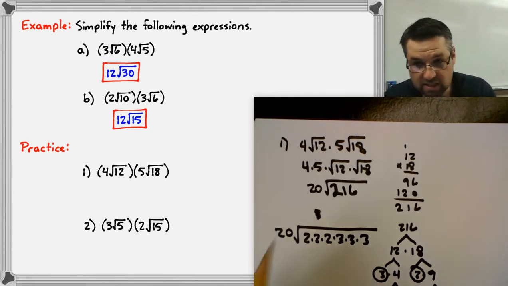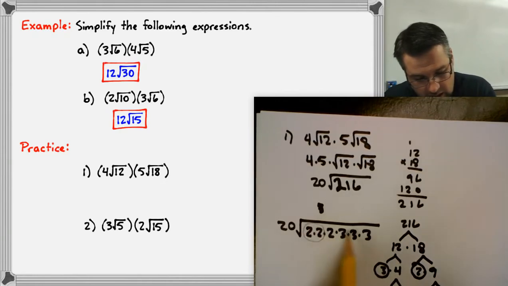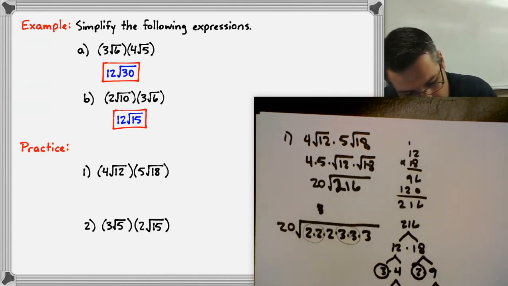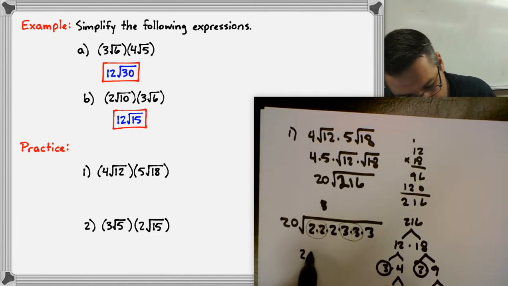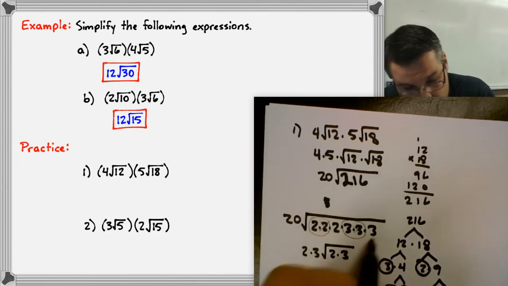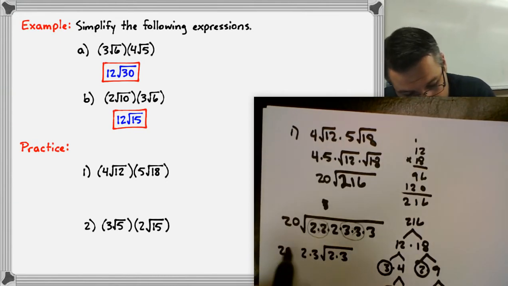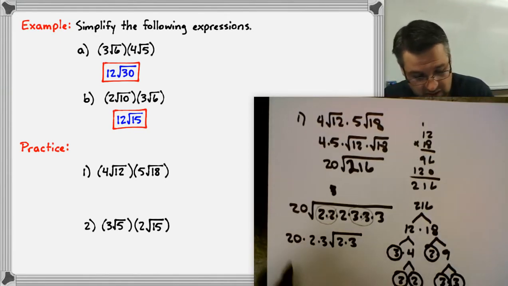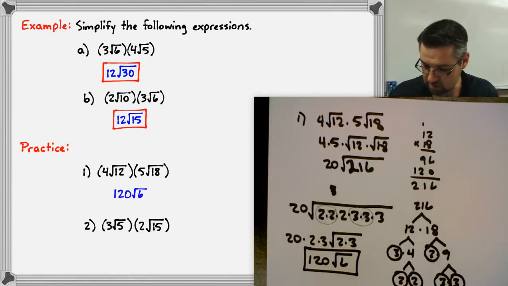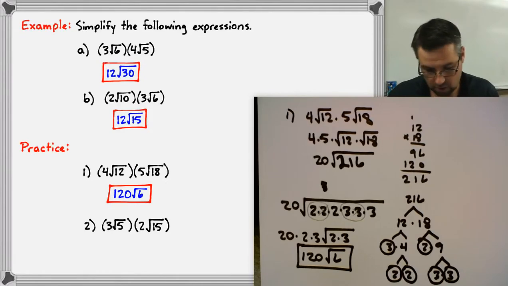And then from here, we can see that we have a pair of 2s and a pair of 3s. So those are going to go out. Remember, one gets crossed out from each pair, and the other one escapes, so we end up with 2 times 3 on the outside. And then left over on the inside is the 2 times 3 that weren't circled. And then we still have that 20 out front. So now we can just simplify this. 20 times 2 is 40. Times 3 is 120, and then 2 times 3 is 6. So we end up with 120 radical 6, and that is correct. So we know we're on the right path.